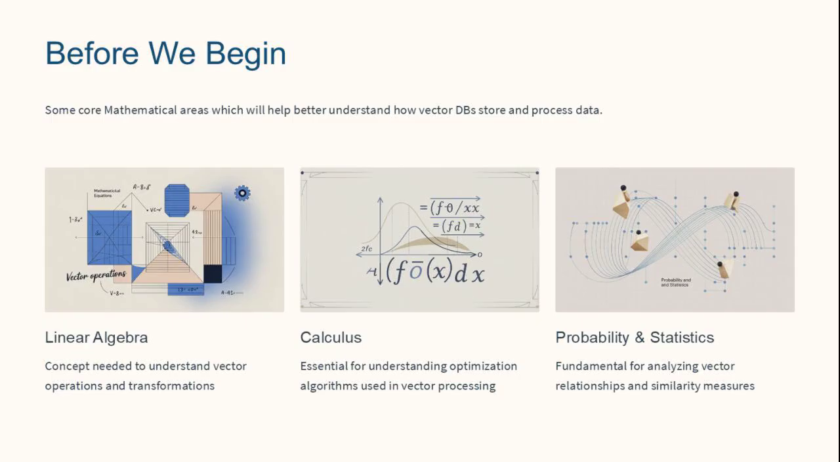Before we dive deep into vector databases, it's essential to understand some core mathematical concepts. Linear algebra helps us with vector operations and transformations. Calculus is crucial for understanding optimization algorithms. Probability and statistics are fundamental for analyzing vector relationships and similarity measures. You should revisit these concepts in order to understand the internal working of vector databases.